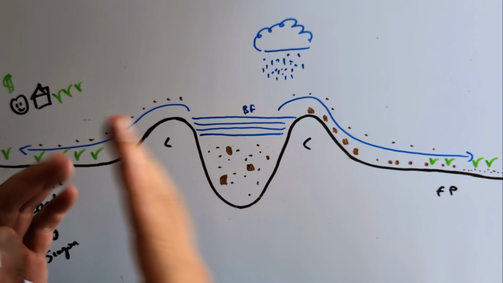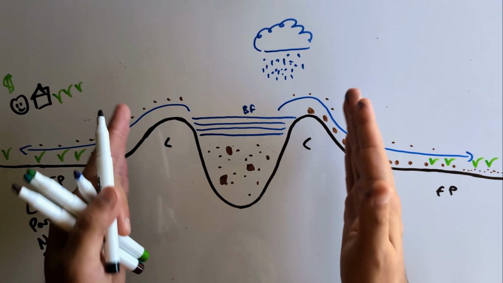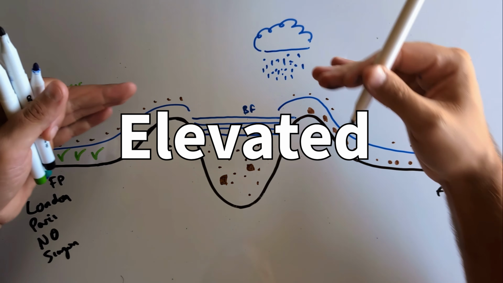Well, what about our levees? So that's our floodplains. Now let's focus in on our levees. Why are they so elevated above the floodplains?